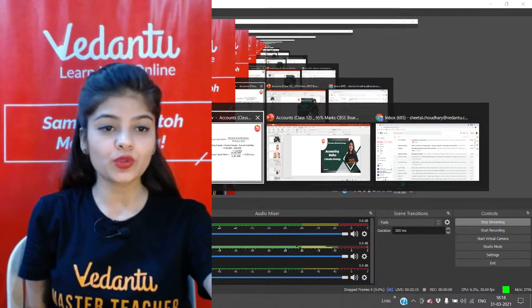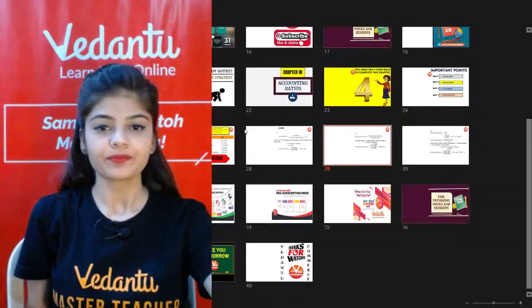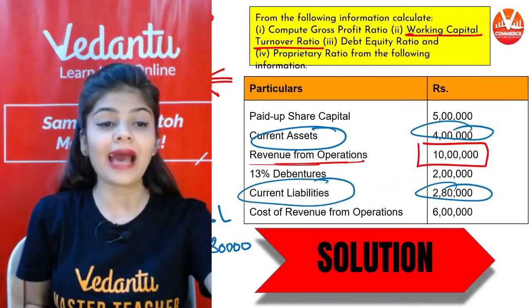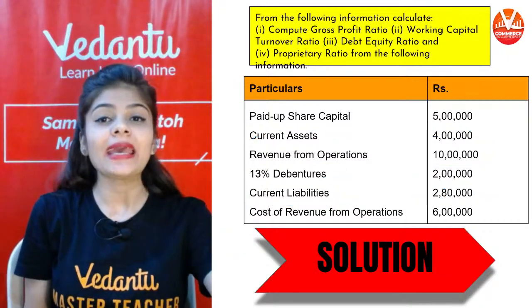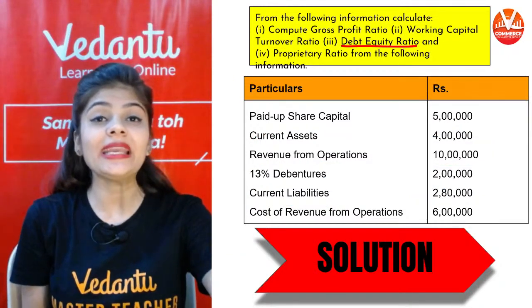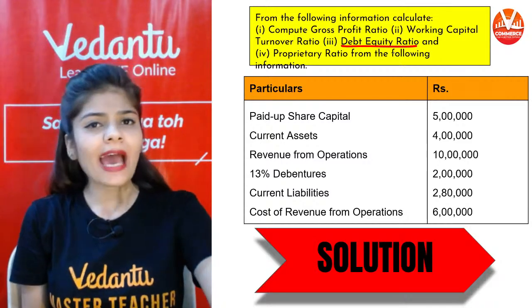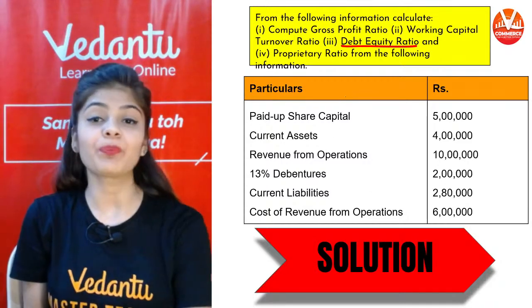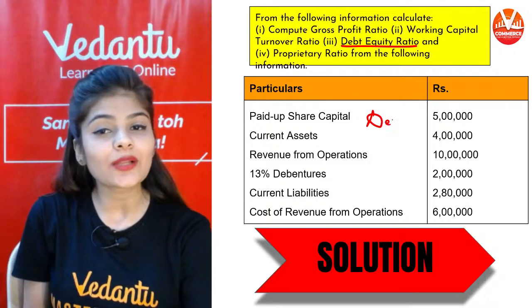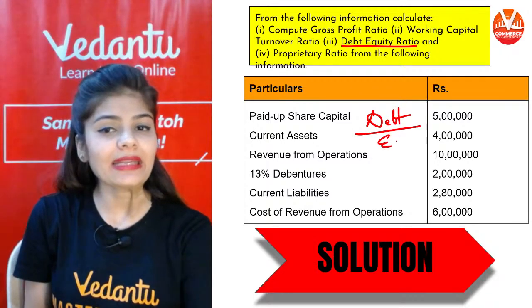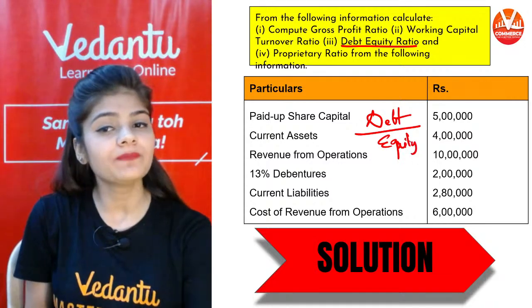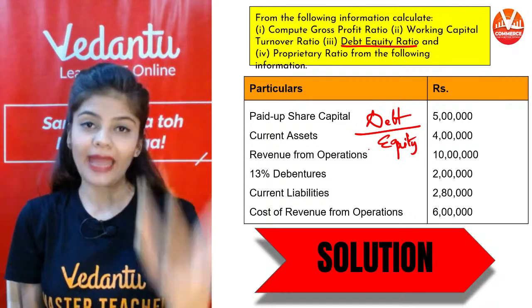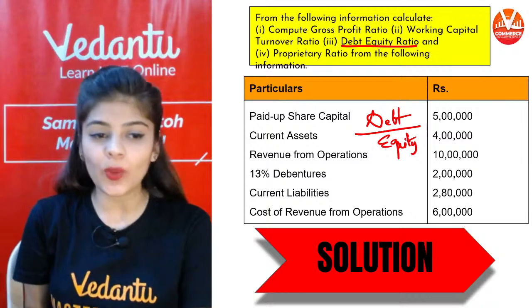Now coming on to the next. The third ratio that we have to calculate is debt equity ratio. The formula is very simple. The formula to calculate this ratio is debt divided by equity.